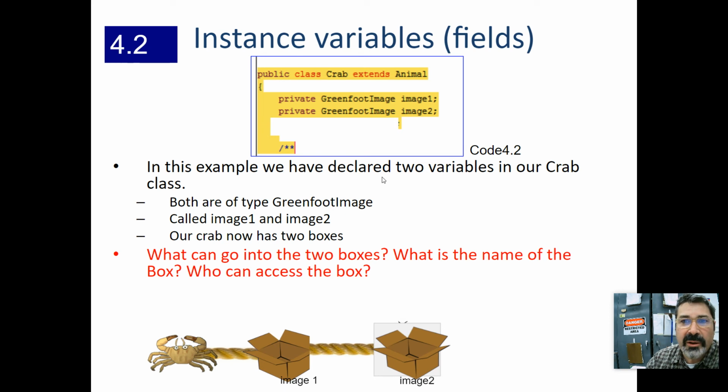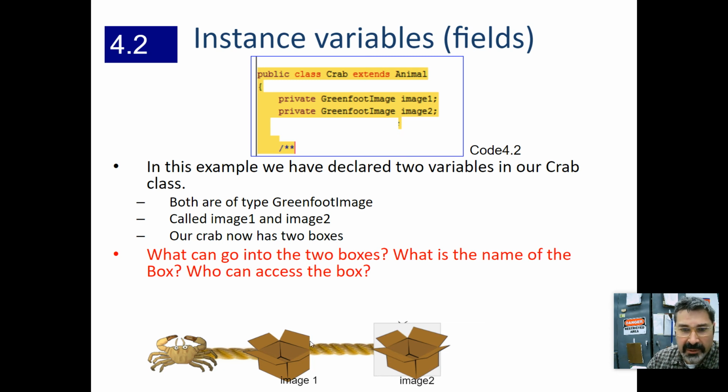In this example, we have declared two variables, image1 and image2. So we have a box called image1 and a box called image2 in our crab class. Both are of type GreenfootImage, so the only thing that can go into this, if I try to put the number 2 in there, it can't go in there. If I want to put the word hello in there, it can't go in there. If I want to put a GreenfootImage object in there, it can go in there. The name is image1 and image2. Our crab now has two boxes.